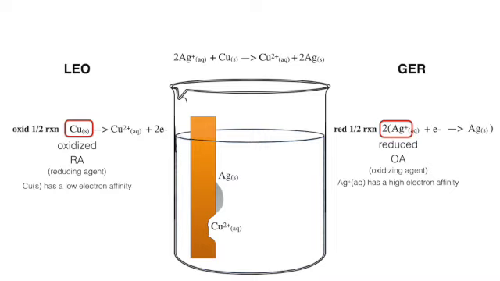And the demo I showed in class, students could see silver, it looked like silver fur growing on the copper. Okay, there's silver fibers, crystals. Okay, and the water turns blue because copper 2 ions have a blue color to them. That's the color of that ion.